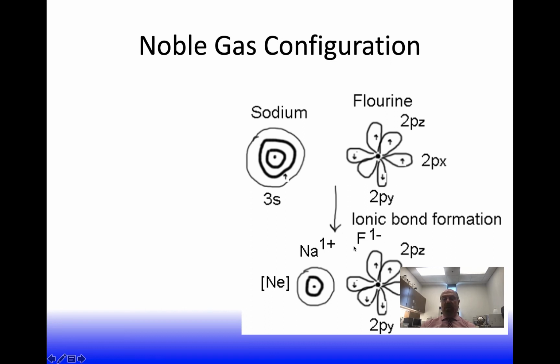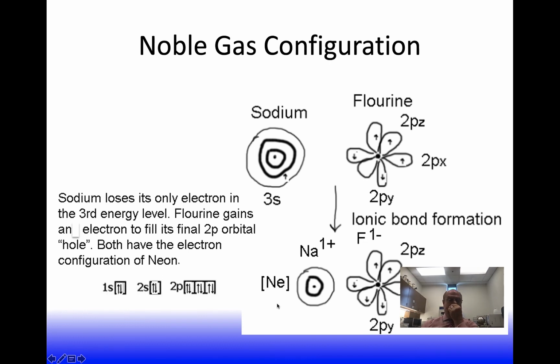Fluorine has a 1- charge. It has an electron configuration of neon. The sodium lost an electron. It has a 1+ charge. And it also has the electron configuration of neon. So when they're both done, they both look like 1s2, 2s2, 2p6. Okay?